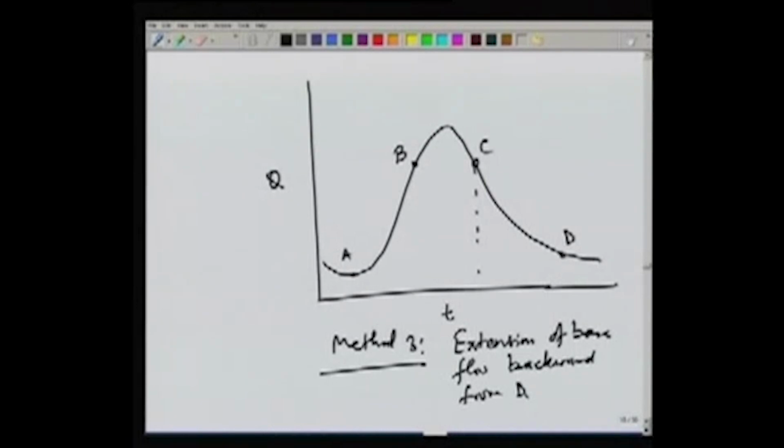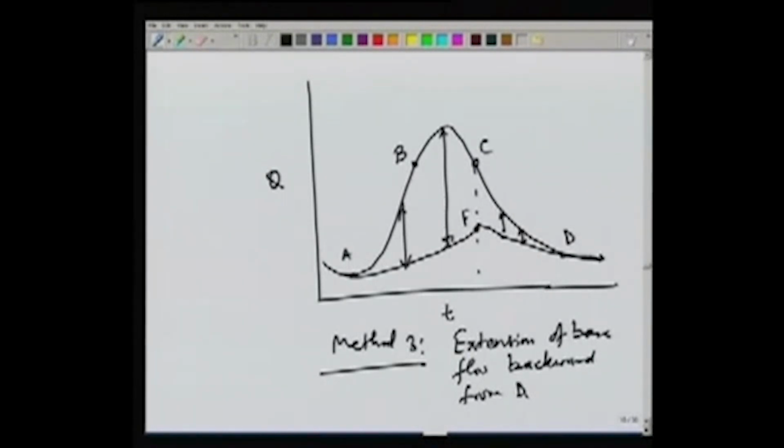from D. So we extend the base flow component, so this is going at a curve like this, so we extend it till we reach the point of inflection, and then we use another smooth curve to join. Let's call this point F. So AFD will now give the base flow component, and the peak in this case turns out to be smaller, and these are the direct runoff components at various points.